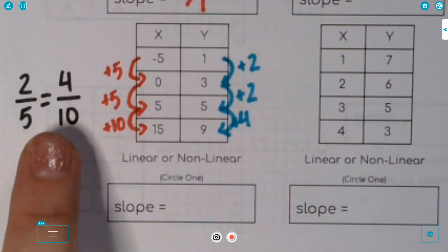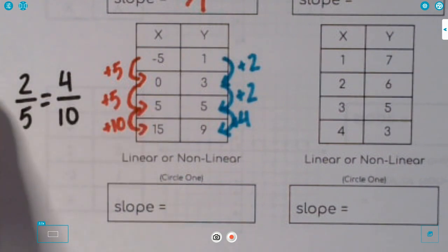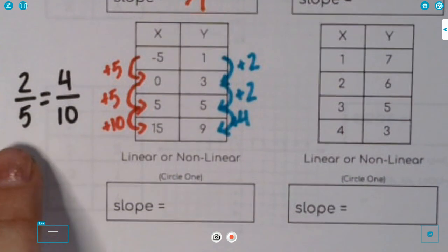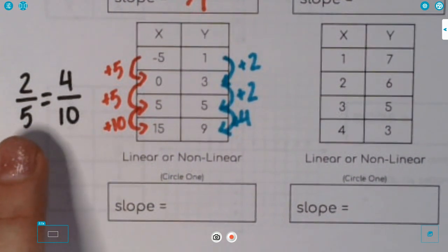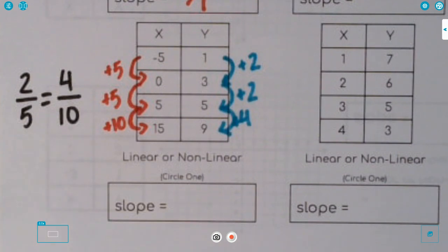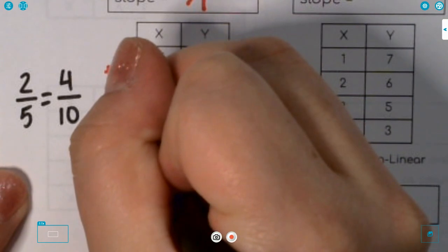2. So if we divide 4 by 2, we're going to get 2. If we divide 10 by 2, we're going to get 5. So 4 out of 10 would reduce to the same thing as 2 out of 5, which means these ones are equal, and this is linear.